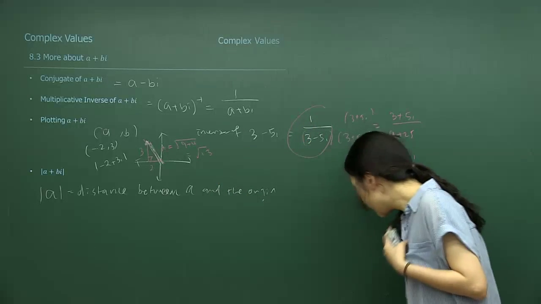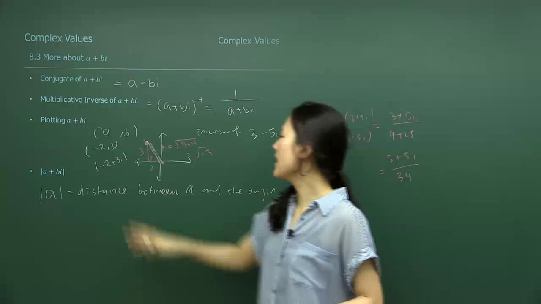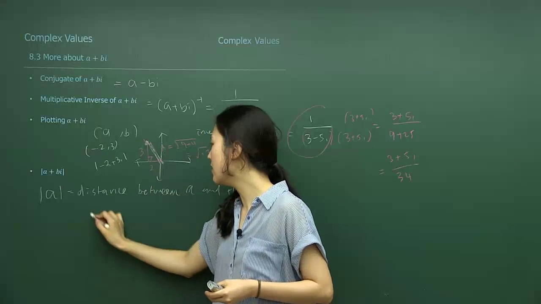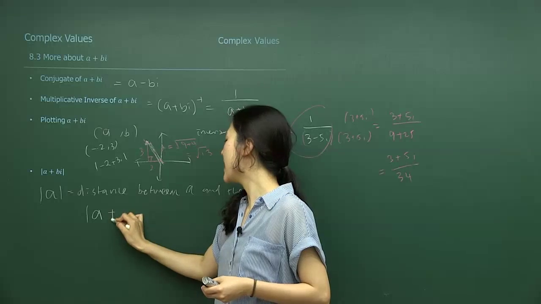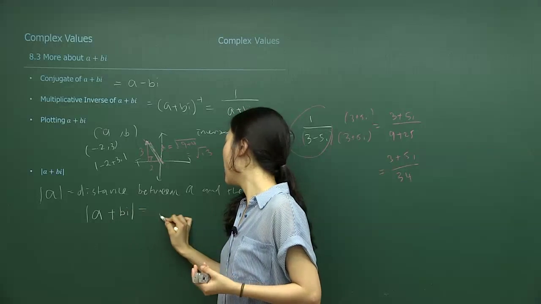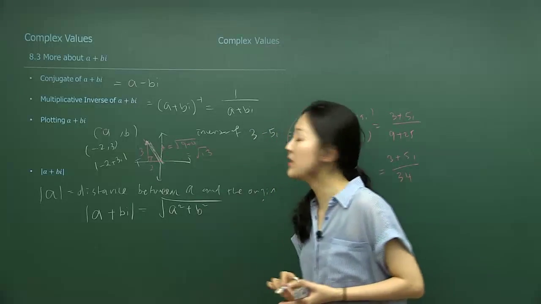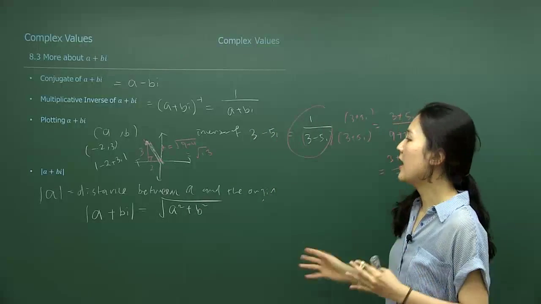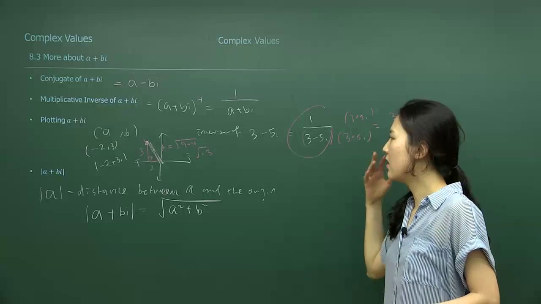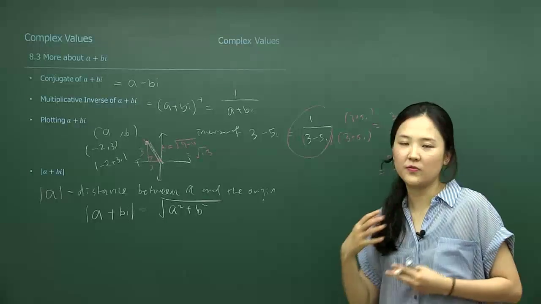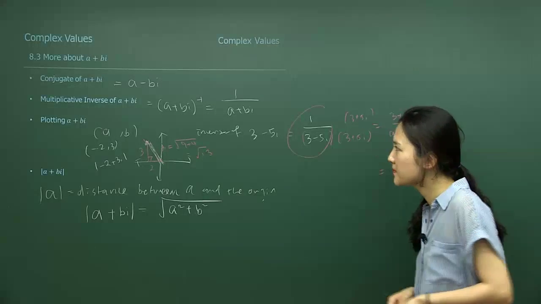So to generalize it, considering a and b as the lengths of the 2 legs of a right angle triangle, the absolute value of a plus bi is always equal to the square root of a squared plus b squared. All right? Again, understand the concept alongside the formula so that you don't get confused or forget about it.